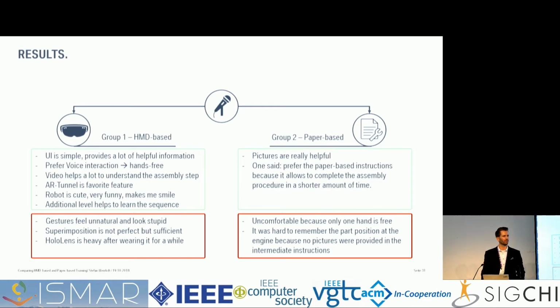Asking the participants about their opinion on both solutions, they stated about the HMD that the UI is very simple and provides them information. They prefer voice interaction because it allows them to work hands-free, and the video helps them a lot to understand the task, so it's one of their favorite features. But they really like the AR tunnel because they said the visualization is really cool, and also the feedback. And they stated that the robot is really cute and very funny and makes them smile because of the joyful animations.